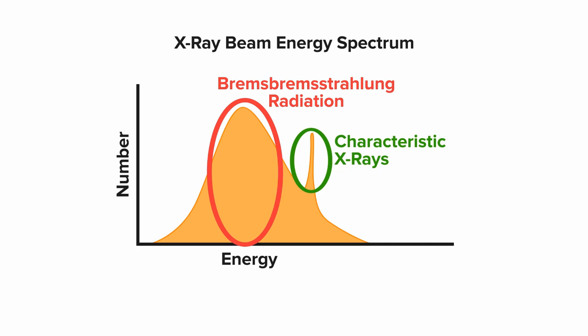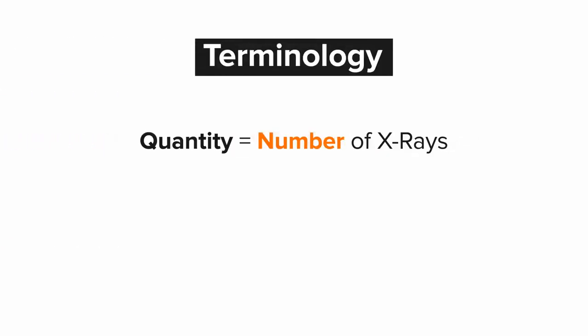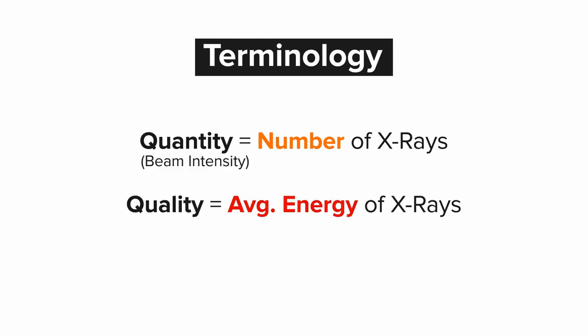When we're describing the number and energy of the X-ray beam, it's actually good to use some specific terms. The term quantity in the context of X-ray physics refers to the total number of X-rays in the beam. We sometimes call this the beam intensity. Quality is a term that refers to the average energy of the X-ray beam. Sometimes we just call this energy. The terms quantity and quality are also discussed in greater detail in other lessons.